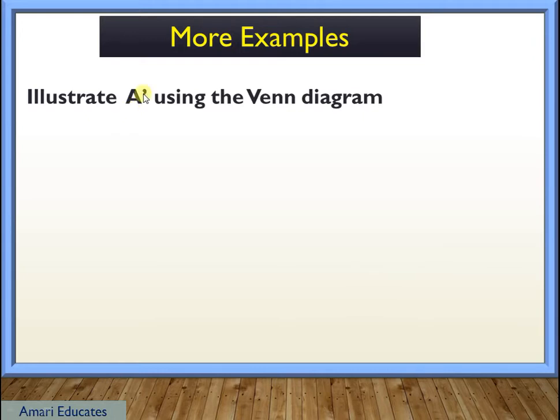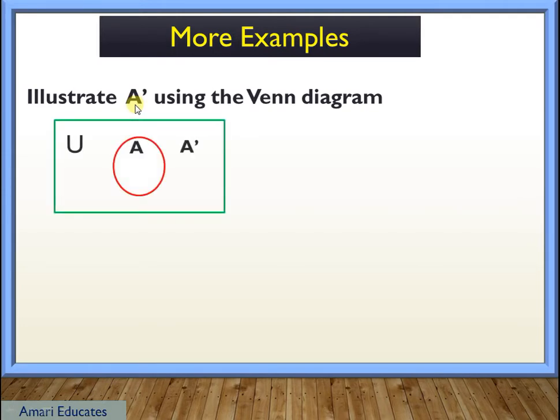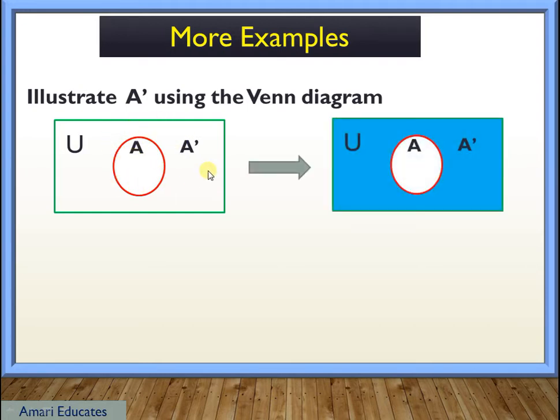Illustrate A prime using the Venn diagram. If you forgot how to get the A prime, it is simply determining what is not in set A. If you want to learn more about this, please check the link below this video. So it looks like this. Our concern is to find A prime. A prime means outside of this circle. So using a shaded region, we could say that this is the illustration for the A prime. So this shaded part is our A prime. Okay?